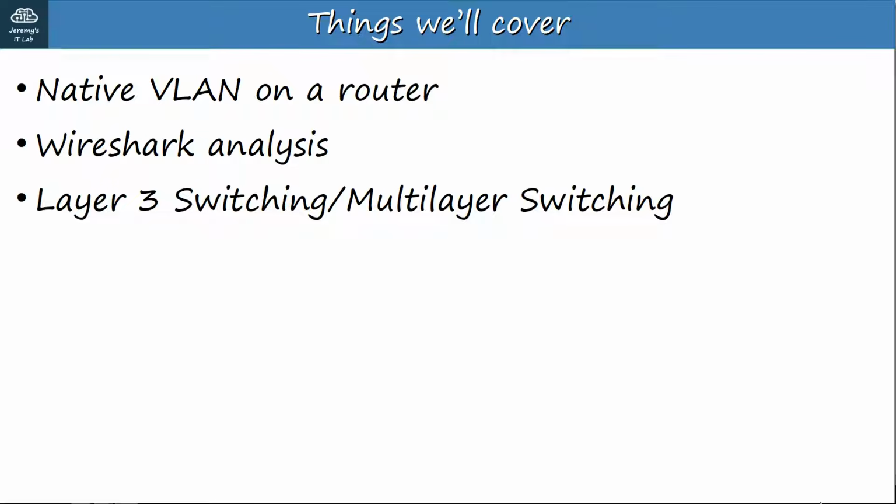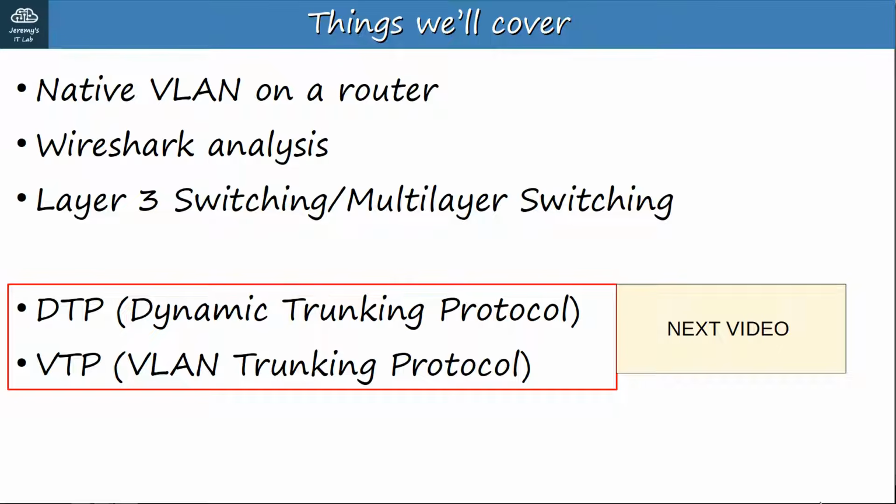Finally, I showed you the final method of inter-VLAN routing, using a type of switch I hadn't talked about before, a layer 3 switch, also known as a multilayer switch. By configuring SVIs, switch virtual interfaces, on a multilayer switch, you can route between subnets and VLANs, without having to send the traffic to a router. It's like having a mini router within the switch. These last two topics, DTP and VTP, will be left for the next lecture video.